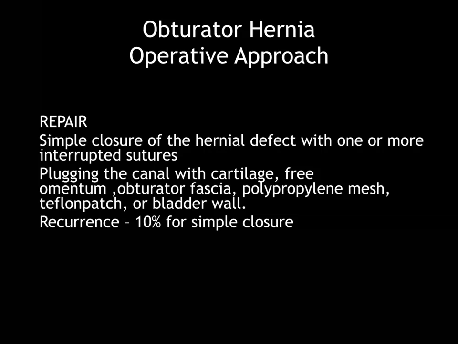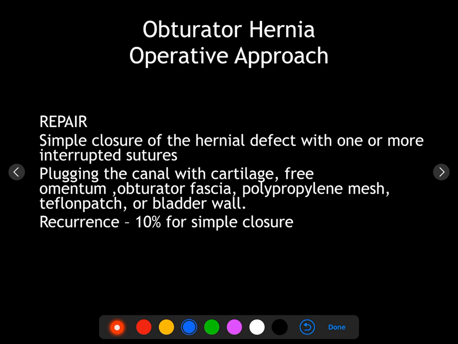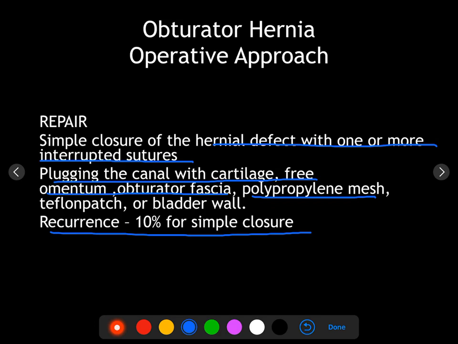What is our management now? A patient comes with intestinal obstruction, what is the management? Conservative? No, certainly in this case it is a surgery, then for repair, simple closure of the hernial defect with one or more interrupted sutures. This foramen, first reduction of the contents, and we repair the hernial defect, sometimes with suturing, or sometimes plugging the canal with cartilage, free omentum, obturator fascia, polypropylene mesh or whatever. Okay, this is not very important for you. For the recurrence rate, it is about 10% for simple closure, while with mesh it will certainly be lower. But our challenge here is the diagnosis, you have to diagnose, and we saw that our diagnosis rate is very low because of the vague presentation. That is, the presentation is not vague, it is intestinal obstruction, but what is the cause of the intestinal obstruction, you cannot find it. Okay.